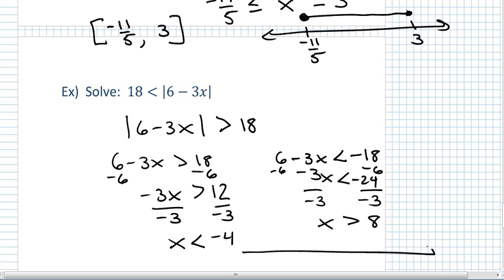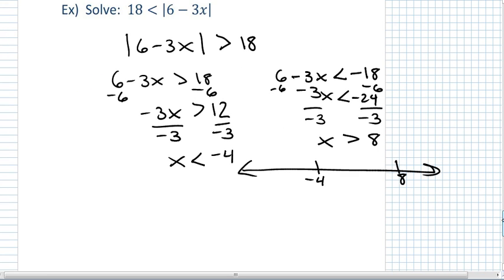So notice on this one, here's negative 4 and here's 8. So notice it's an open circle and it's less than, so it goes that way. And it's an open circle and it's greater than, so it goes that way. So notice this one, there's a big gap in the middle. And that's because originally the absolute value was greater than, so that's why we couldn't do a compound and put the answer between.